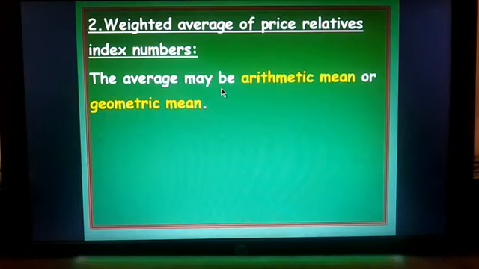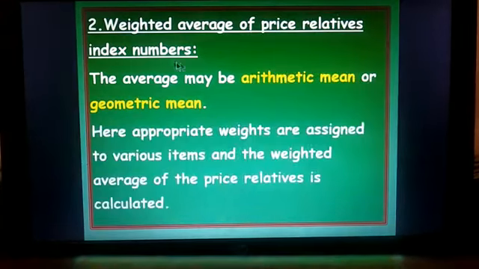The average may be arithmetic mean or geometric mean. Here the average which we have specified, that may be either arithmetic mean or a geometric mean. The same way we had come across even in unweighted index numbers also. Unweighted or simple index numbers. Simple average of relatives also we had studied in the previous video. So here, if you have an arithmetic mean as the average, what it will be, we shall see in the next slide. Okay, here appropriate weights are assigned to the various items.